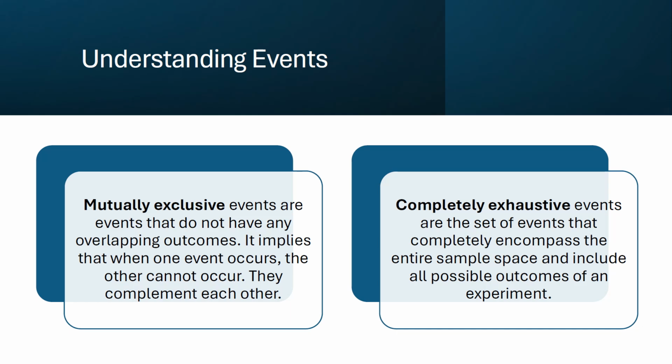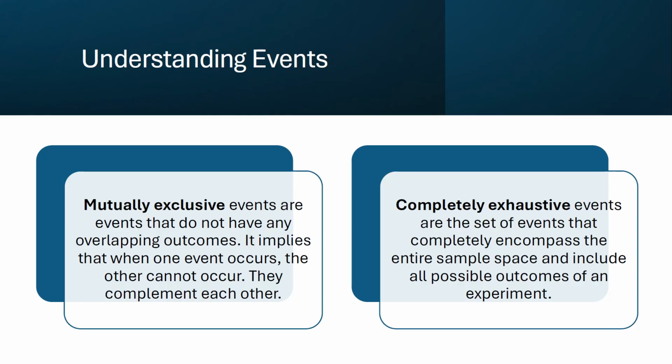For example, when you roll a dice, if you are seeing an odd number on the face of the dice, you cannot see an even number. So getting an even number and an odd number are mutually exclusive events.